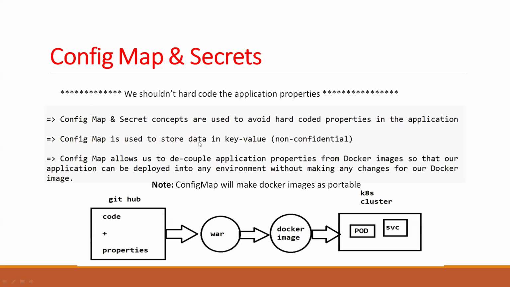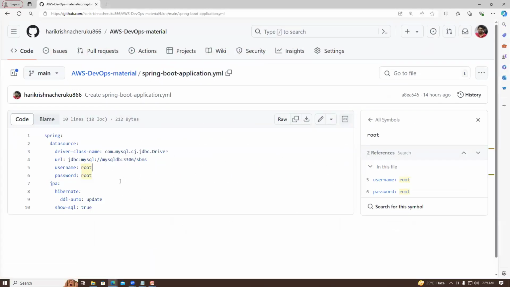Config map is used to store data in key-value format, non-confidential. We will provide the key equal to value, and that is non-confidential. So guys, what are the non-confidential values and what are the confidential values? Tell me, in this, what are the non-confidential and what are the confidential?